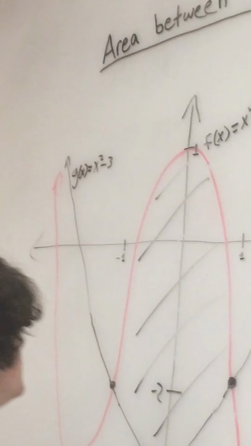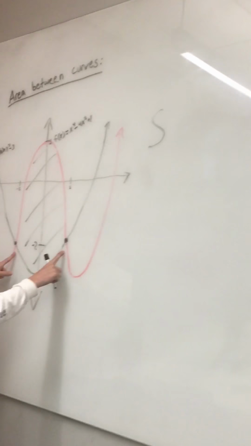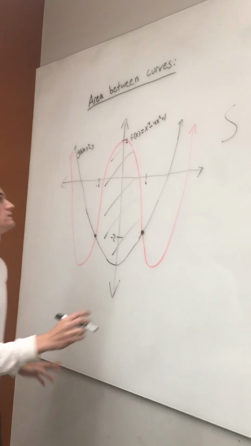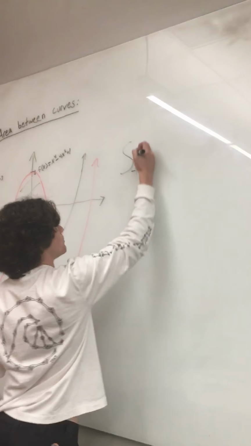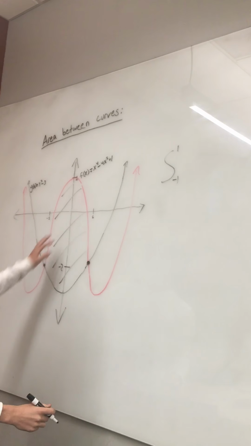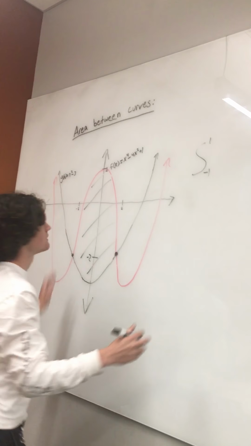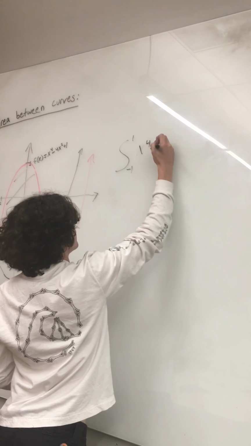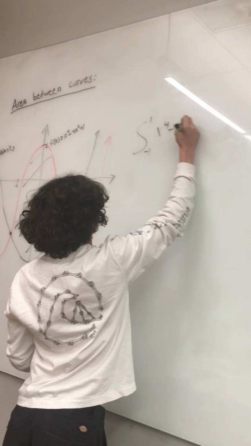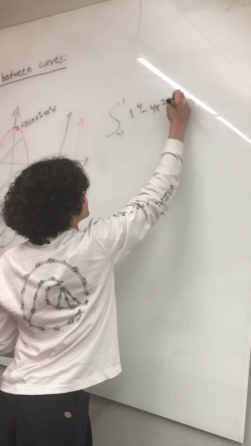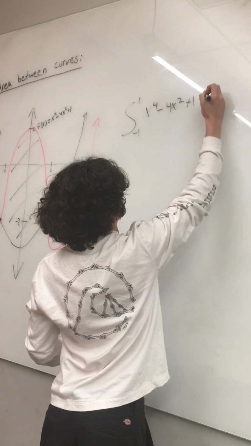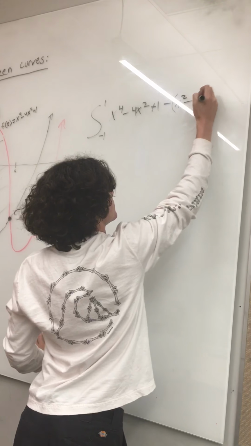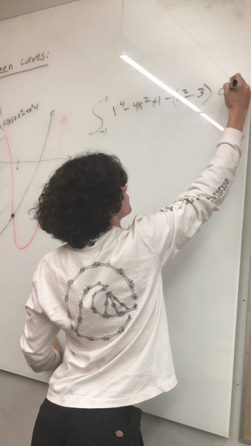And then as you can see, the lines intersect at these 2 points, which are at -1 and 1. So those will be our bounds. So from -1 to 1. And then we're going to do f of x minus g of x. So x to the 4th minus 4x squared plus 1. And then minus x squared minus 3 dx.